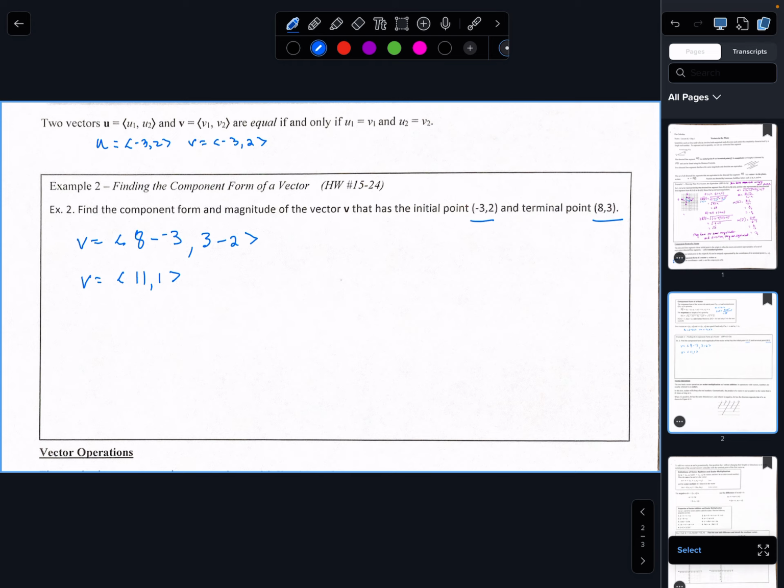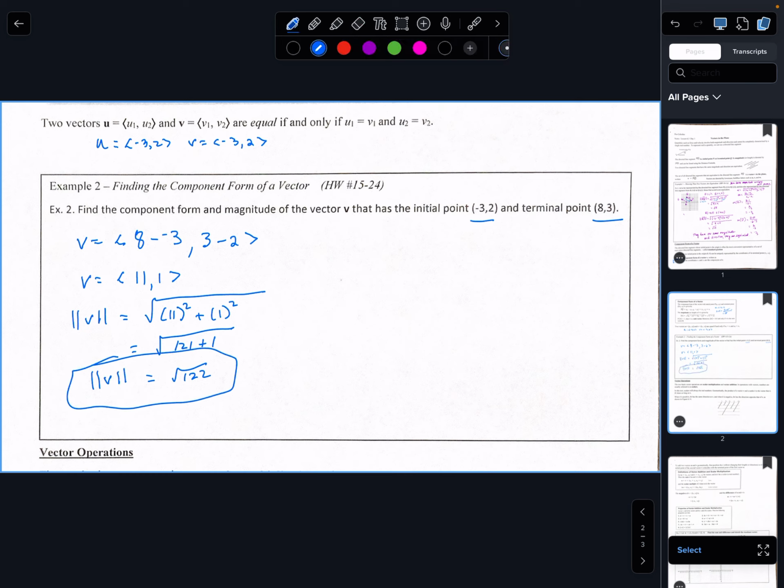And then the nice thing about component form, which I tried to demonstrate just a little earlier, is to find the magnitude. 11 is the horizontal change already, and 1 is the vertical change, so you just square those, add them up, and take the square root. And note the notation for magnitude. And that's the magnitude. So it said find component form, that is this right here, and then the magnitude.